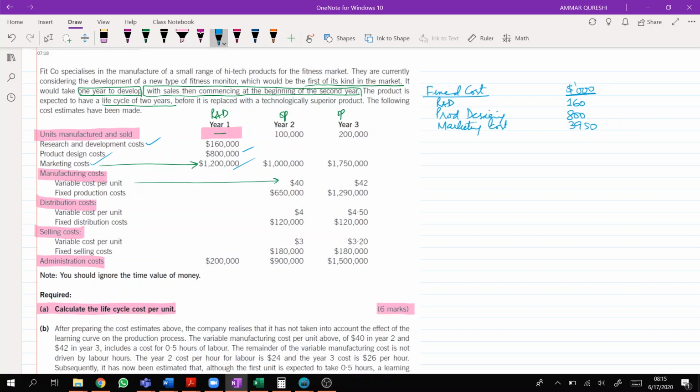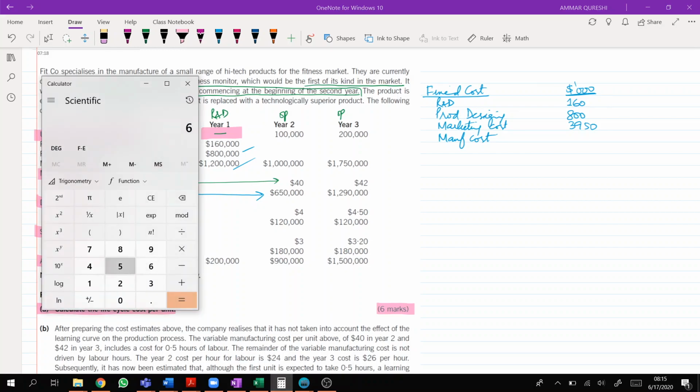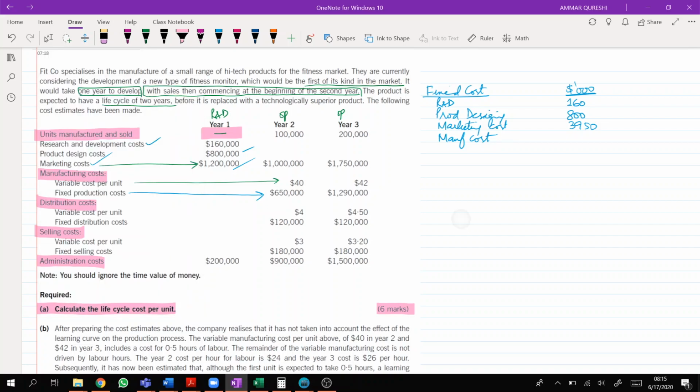What's next? Then it's manufacturing cost. Let's ignore variable cost and consider fixed manufacturing cost. Fixed manufacturing cost is 650 and 1,290. So 650 plus 1,290 makes 1,940. We can do it on Excel as well, but let's calculate it here.